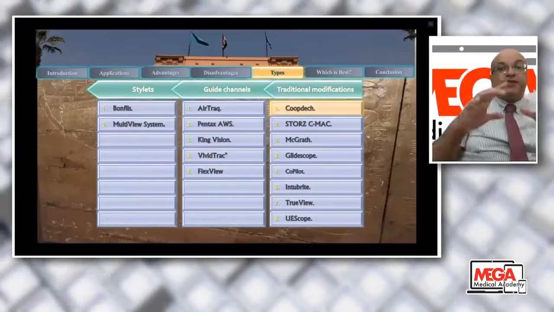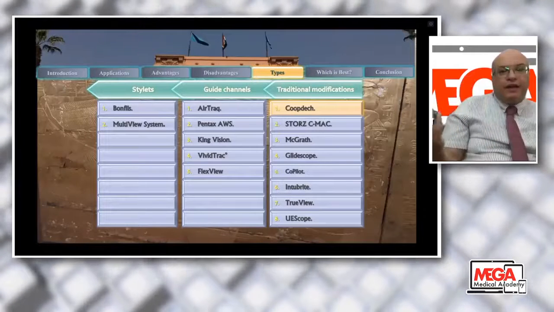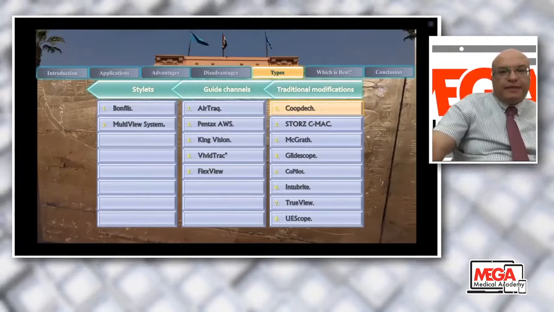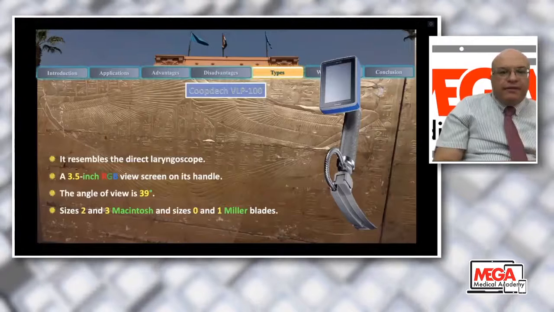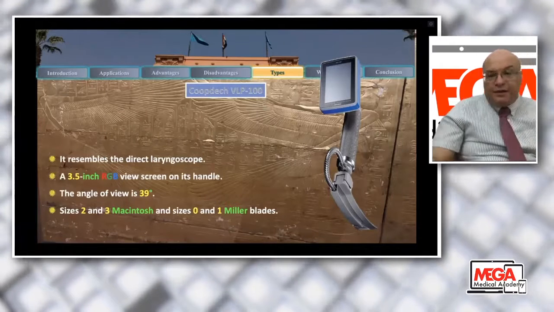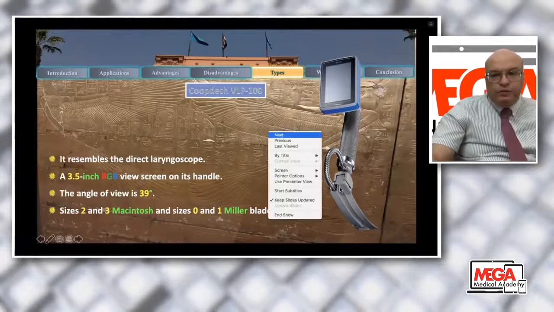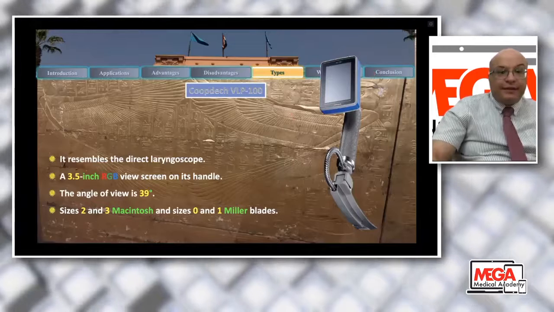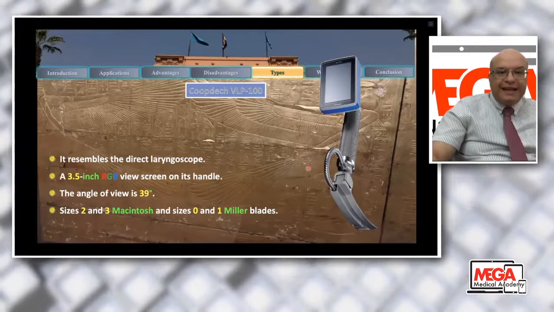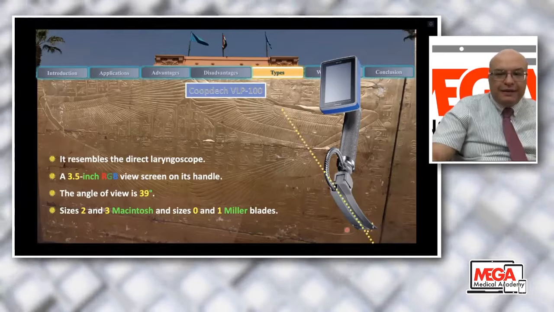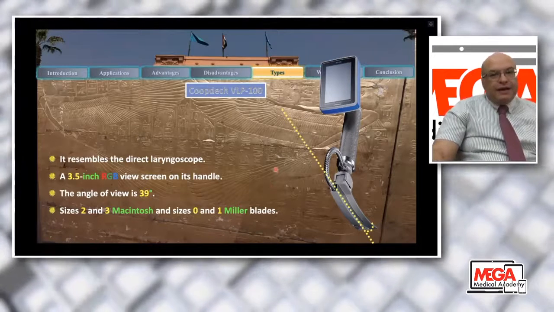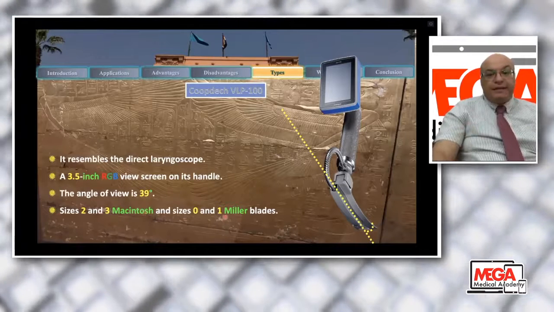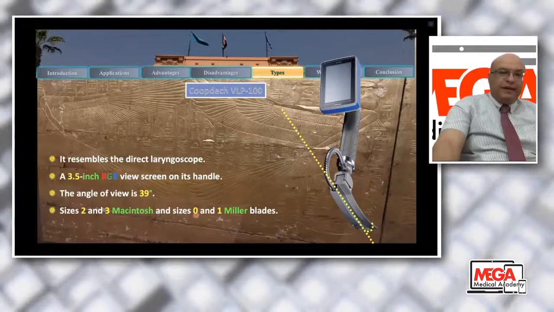Traditional modifications, from its name, look like our routinely used Macintosh blade, the curved blade. All of them are coming from the same concept. Coptic VLB100 resembles the direct laryngoscope, as you can see here. There is an attached 3.5-inch RGB screen over the handle. The angle is too small indeed. This is 39 degrees, small compared with other curved blades. It is available in size 2 and 3 Macintosh curved blades and straight Miller blades 0 and 1 for pediatrics.